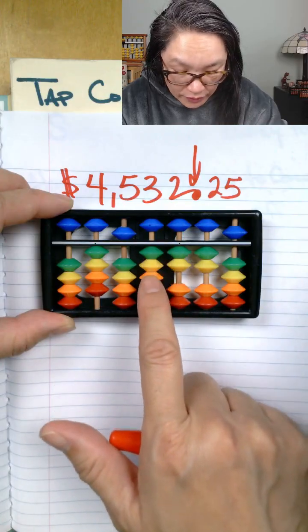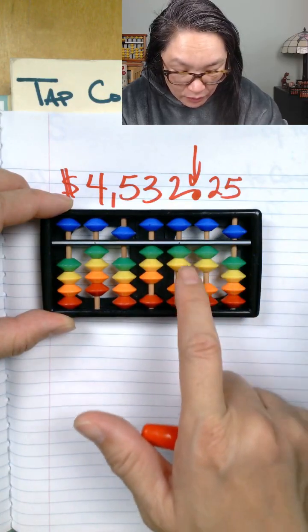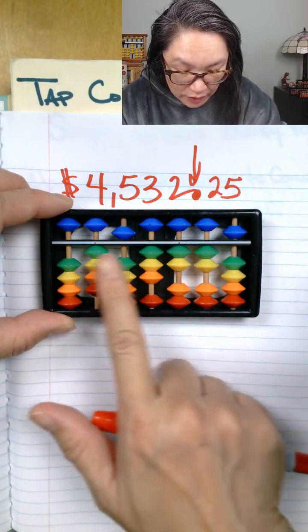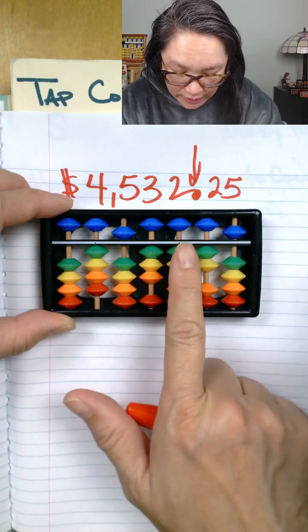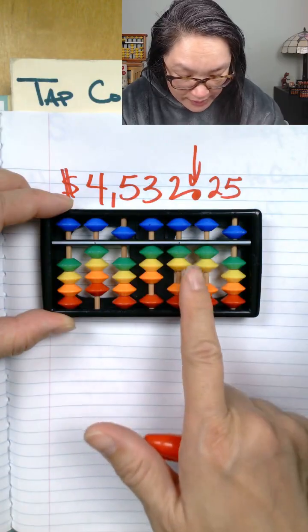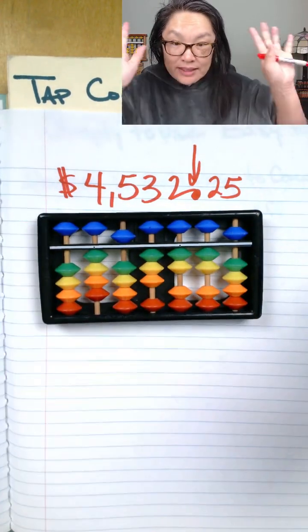How do I know? 1, 2, 3, because it's touching this beam, right? And then this is 2 and 2 and 5. So when we look at it, it's 4,532 decimal point 25. Does that make sense?